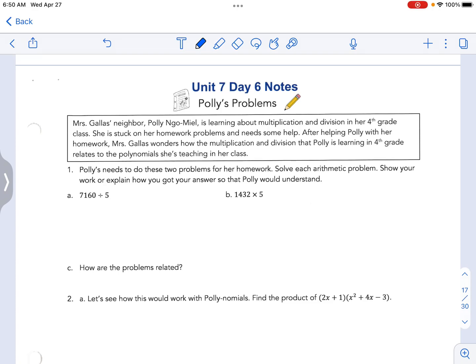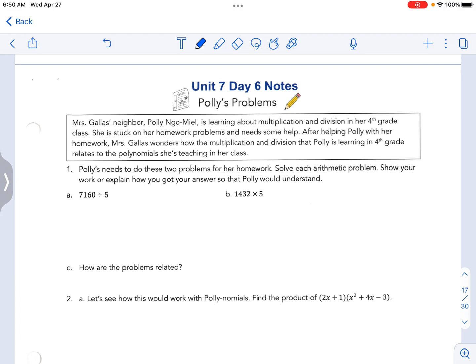These are the notes for Unit 7, Day 6. If we just read the introduction here, it says Miss Gallus's neighbor, Polynomial, is learning about multiplication and division in her 4th grade class. She is stuck on her homework problems and needs some help. After helping Polly with her homework, Miss Gallus wonders how the multiplication and division that Polly's learning in 4th grade relates to the polynomials she's teaching in her class.